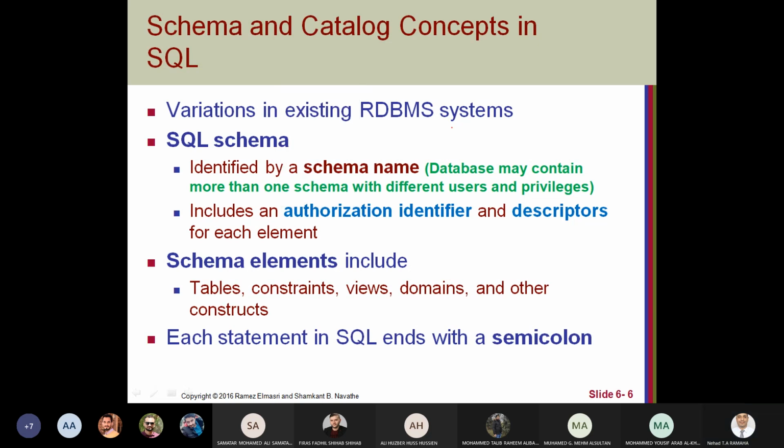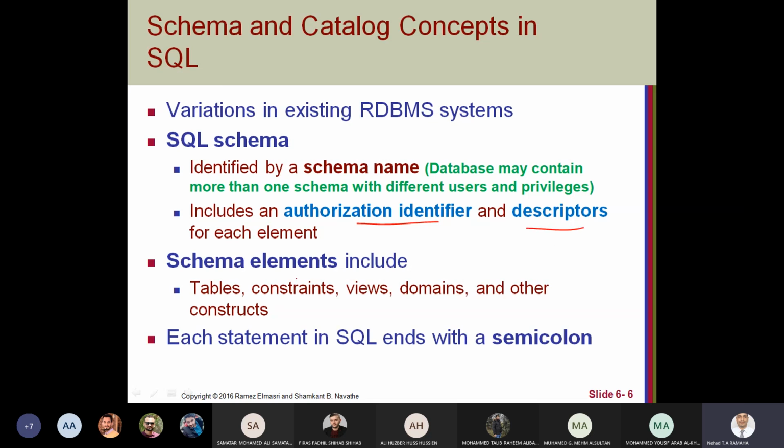Okay, a database usually has one or more schemas. So when we speak about the database and the schema, the schema is part of the database, or the whole database could be equivalent to a schema. A database may contain one or more schemas with different users and privileges. So the schema usually has an authorization identifier, which says which users or which privileges are authorized for this schema, and a description of this schema.